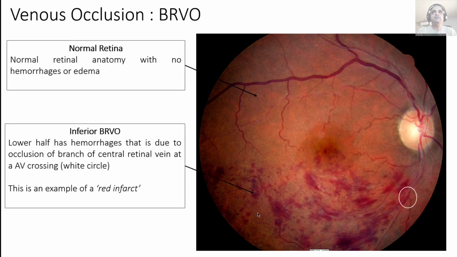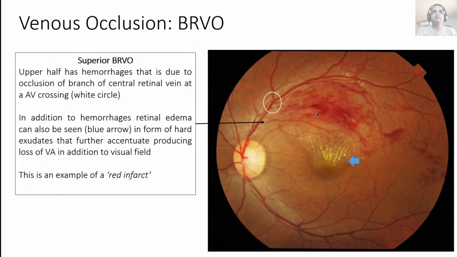So if he has an inferior BRVO, the superior field loss is what he would be experiencing, or she would be experiencing. This is a superior BRVO, and this is again the point of obstruction, and again at an AV crossing, and you can see the hemorrhages are beyond this point. So this is where the obstruction was, and you can see a lot of hard exudate and a lot of edema forming in the macular area in this patient.